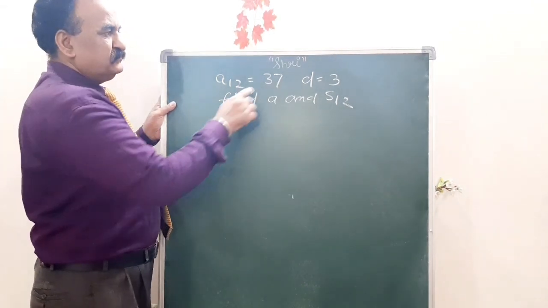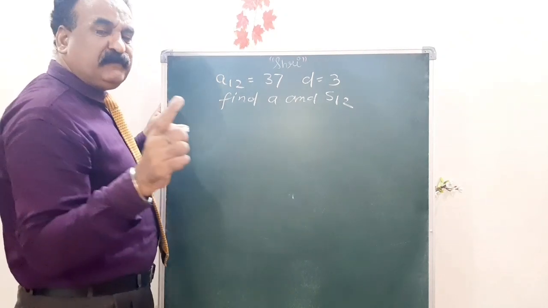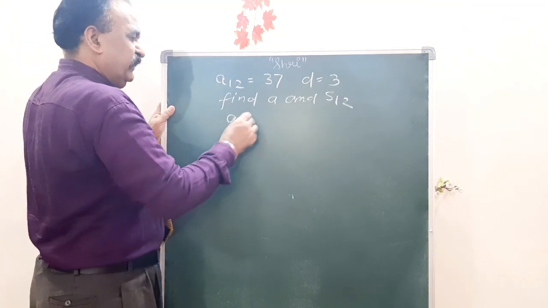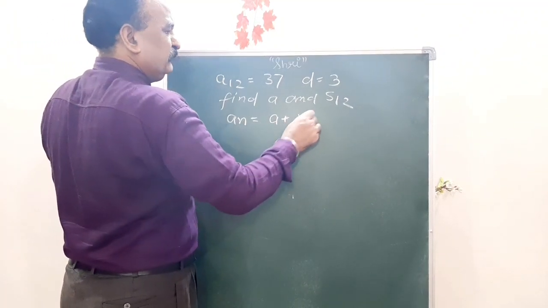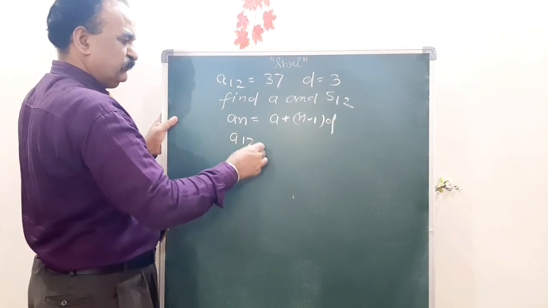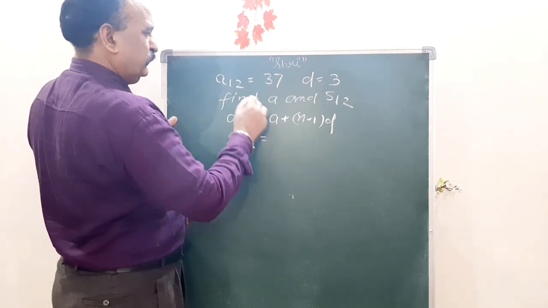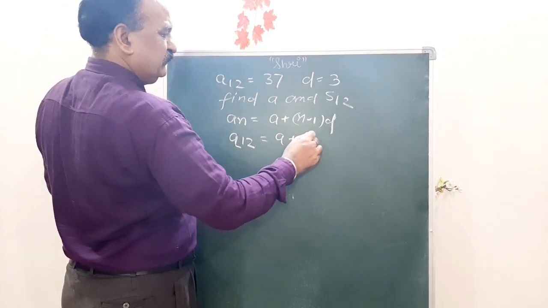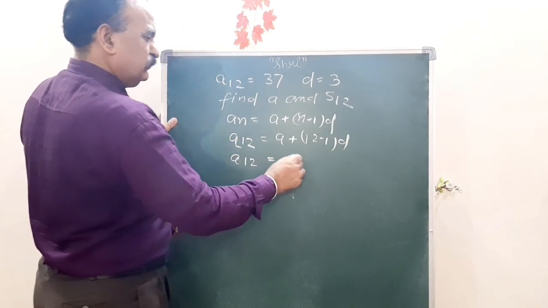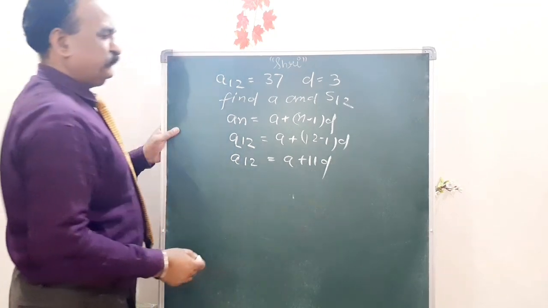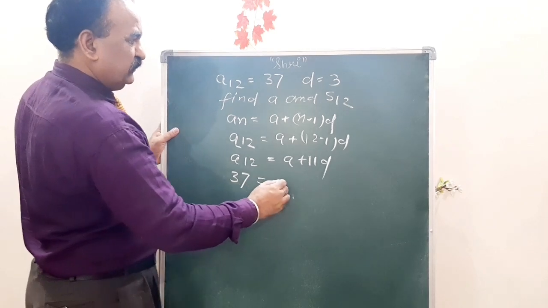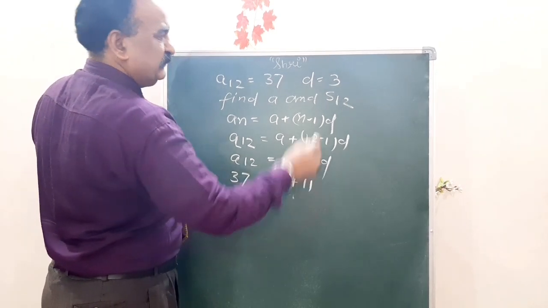A12 means you can just apply the formula: An is equal to A plus (n minus 1) into D. An means A12, so A plus 12 minus 1 into D. It means A12 is equal to A plus 11D. And this is 37, given to you. So 37 is equal to A plus 11 into D, and D is 3.